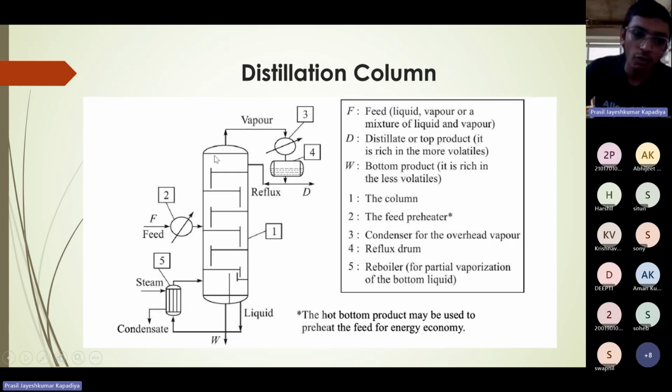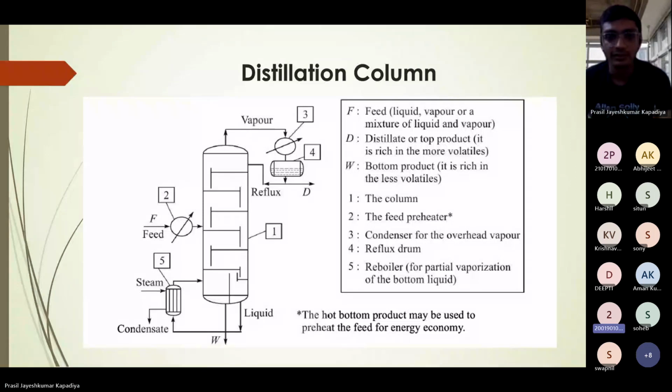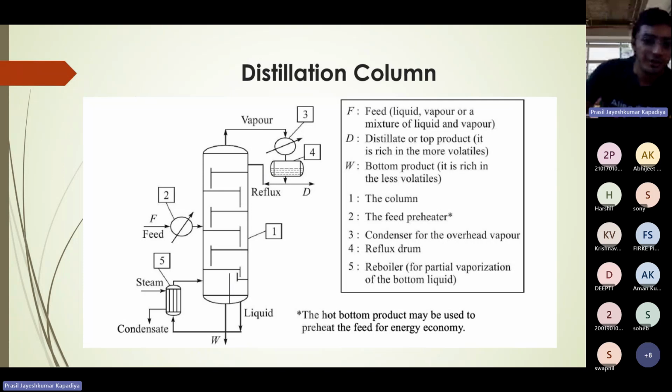Similarly, what should be the pressure at top and what should be the pressure at bottom? Let's say at top it is P2 prime and at bottom it is P2 double prime. What should be higher, P2 prime or P2 double prime? P2 double prime is higher. Pressure at the bottom is more than pressure at the top. Yeah, correct.